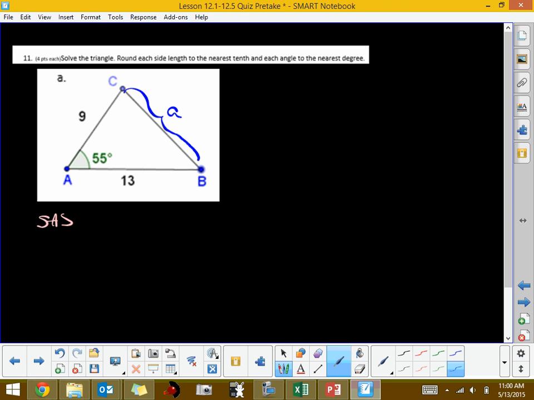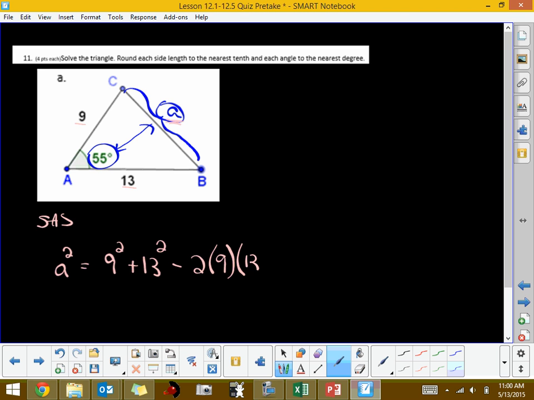To find side A, remember you want your A and your side opposite to be your side-angle pair. That helps me get my numbers sorted out. I want this side A by itself on one side, equals the other two sides, which are 9 and 13, so square 9 and square 13. It's a lot like your Pythagorean theorem: this side squared equals 9 squared plus 13 squared, minus 2 times those same two sides, 9 and 13, times the cosine of the angle included between them, or the angle opposite of A.